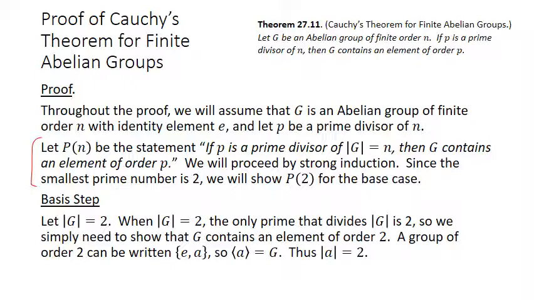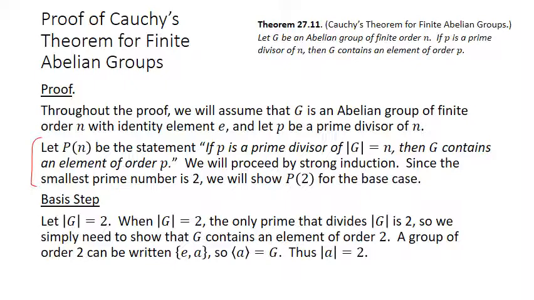So we're going to proceed by strong induction, and since the smallest prime number is actually 2, we really don't need to look at the case where G is just one element. I mean, that's a really boring group that doesn't have any prime divisors at all, because there's no prime that divides 1. So we're going to start with the base case being where the group order is 2. So we'll show that capital P of 2 is true for the base case.